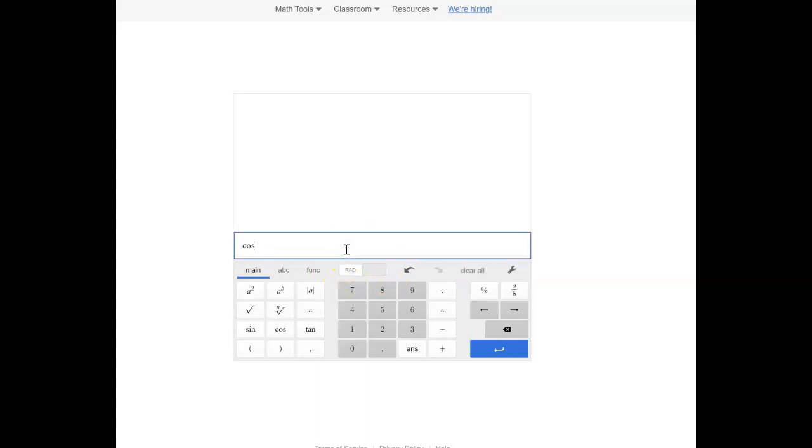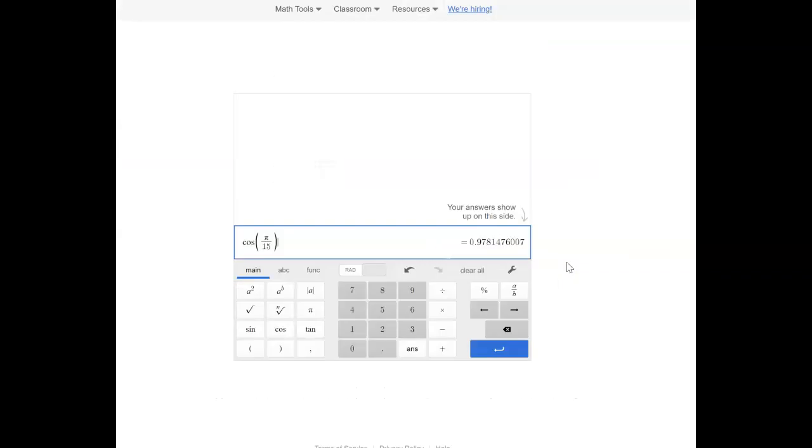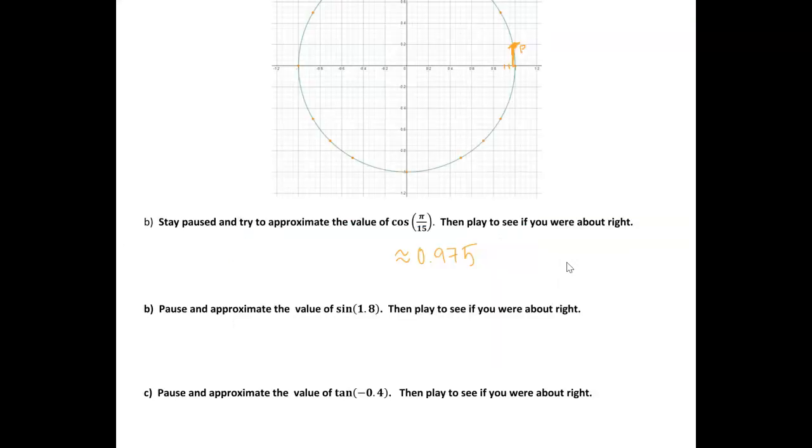And we wanted cosine of pi over 15. To get that pi, you can just type pi or you can hit the button. I typed pi. And then to get the fraction bar, you can hit the fraction button, you can hit the divided by, or I just hit that slash on my keyboard. And we can see it's about 0.978. I was actually pretty close. I estimated it was about 0.975. It's really about 0.978, about 0.98 if we round that off correctly.